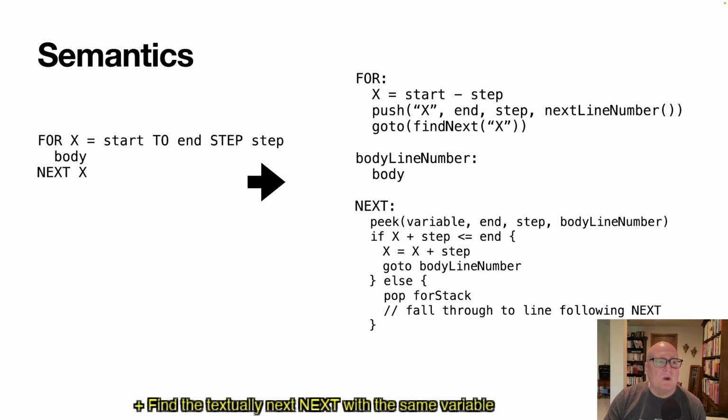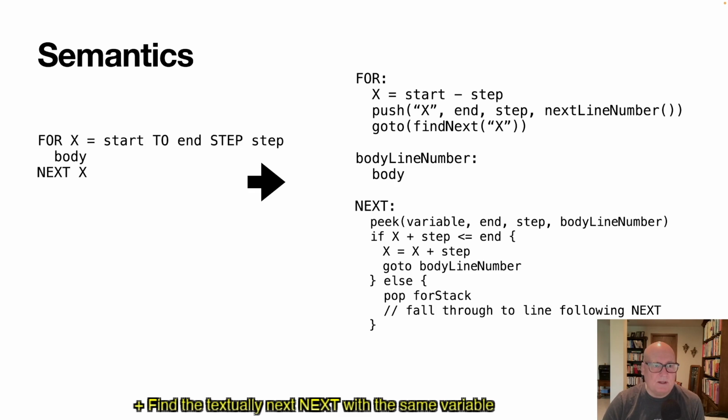So you write for x equals start to end, and you can optionally say step and a step size, which defaults to 1. And you put a body, and then you put a next x. And the semantics are, x starts at start, goes through the loop with start, goes through the loop with start plus 1, and so on until it equals end. It goes through the loop with that, and then exits. If it exceeds it, it breaks out.